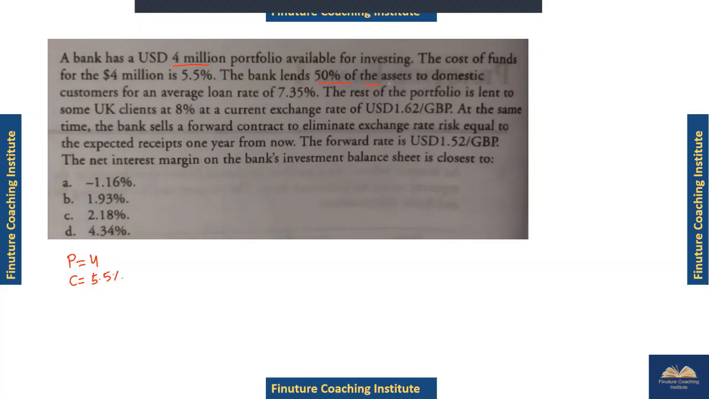50% of their assets are domestic. So they are lending them to the dollar investors only, at the rate of 7.35%. So this is the cost. Let me call it the rate of lending. It is 7.35% for domestic investors.